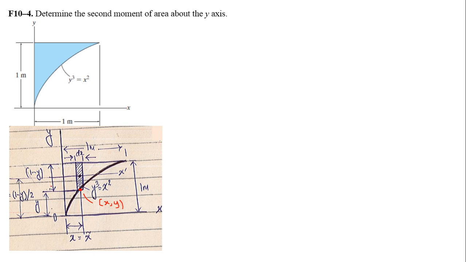Please remember that you have to measure everything from the origin. This is the practice that we have been observing from chapter number 9. So from the origin, this length is 1 meter. This length is y. So the length of the strip comes out to be 1 minus y. This is the length of the strip, 1 minus y.